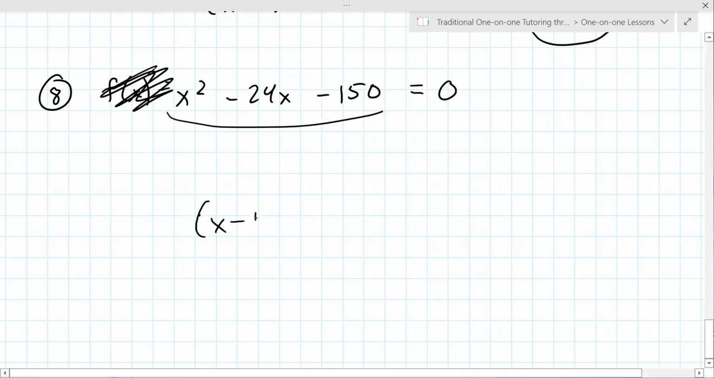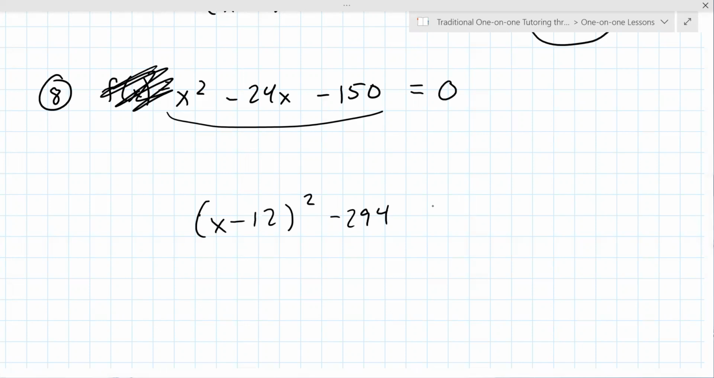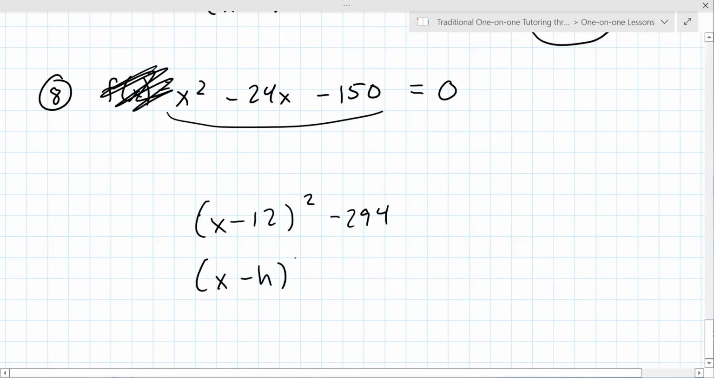I'm sorry, did you say this is the correct answer? Is that what you got? Oh yeah, I don't know why I wrote my 12 all weird. It kind of looks like a 13, so I said 13. Yeah, that's what I wrote. So now in terms of the vertex, your k value, your y value of the vertex, is this number here on the right, minus 294.